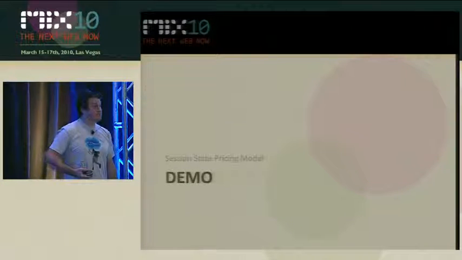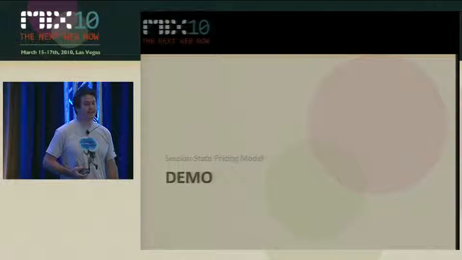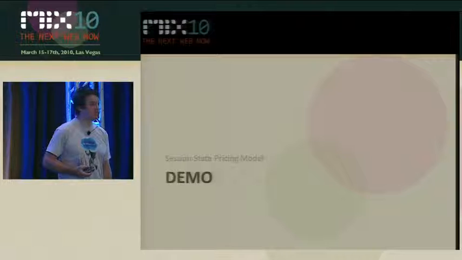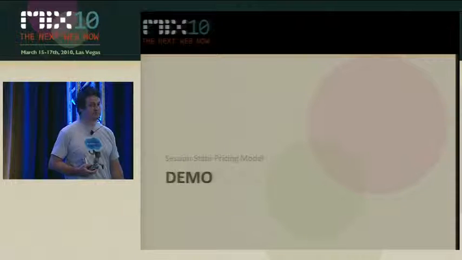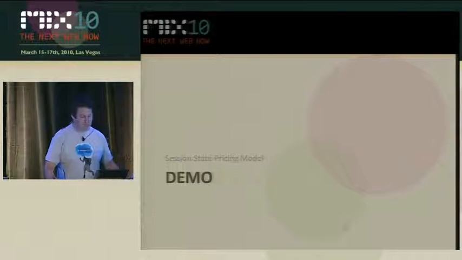Session state. What's the cheapest way to do session state? Azure Table Storage or SQL Azure? Audience participation time. Who says Azure Table Storage? Who says SQL Azure? A few more. Who doesn't know? Who didn't put their hand up? Bloody good. Those were the 3 mutually exclusive possibilities.